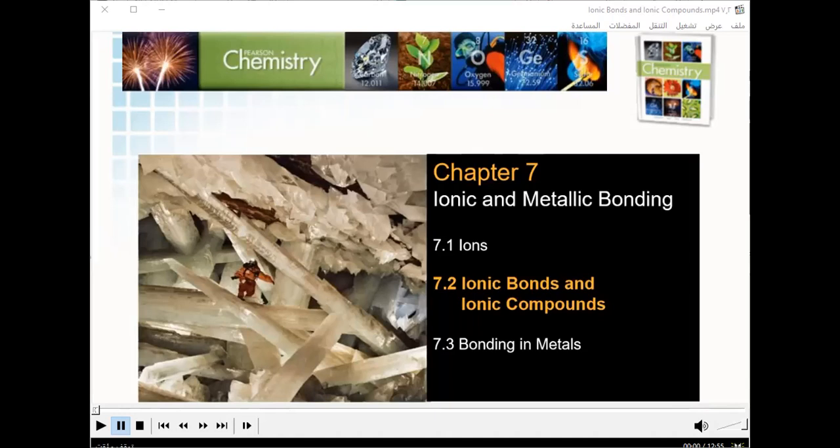Ratio of the ions in an ionic compound. Mazen, can you repeat the answer? Of course, teacher. Formula unit is the lowest whole number ratio of ions in an ionic compound.